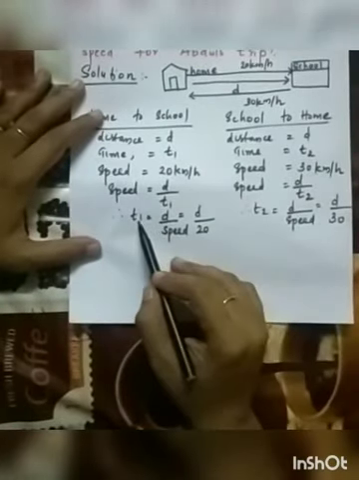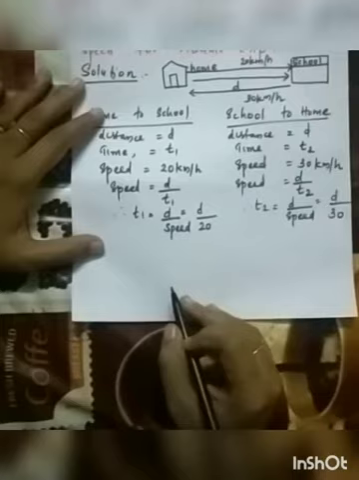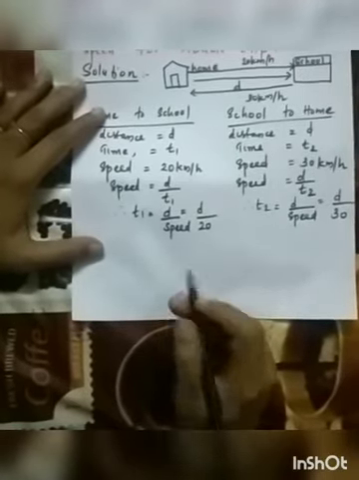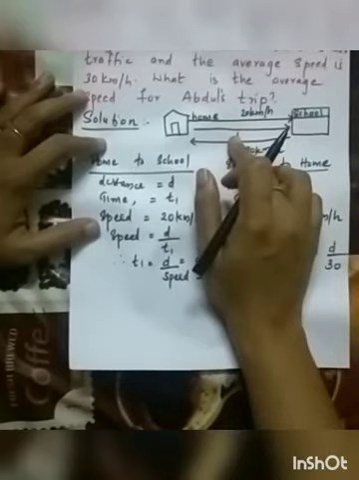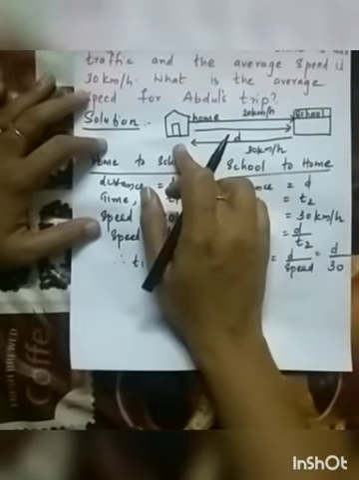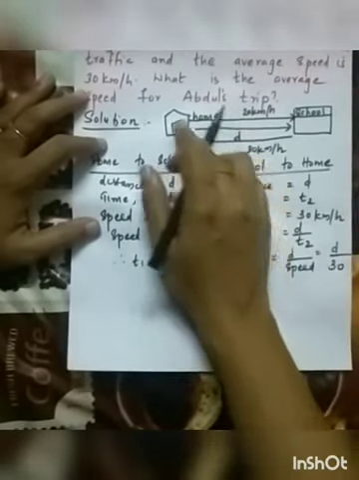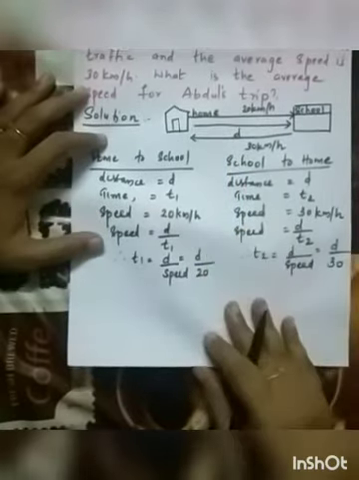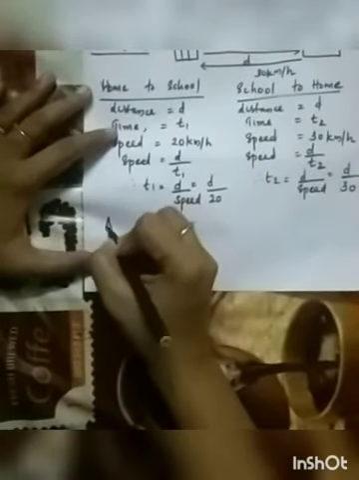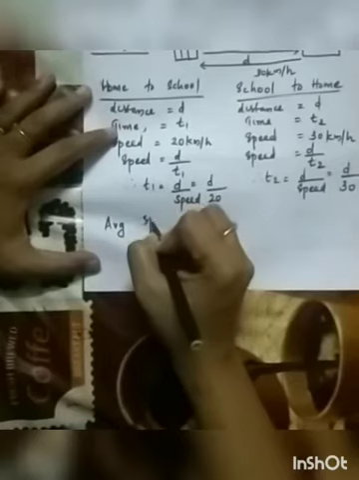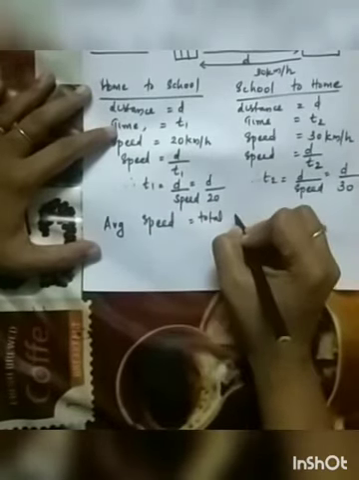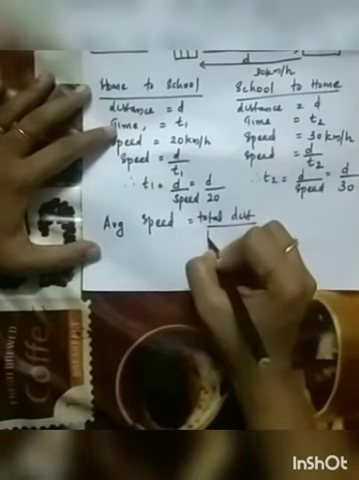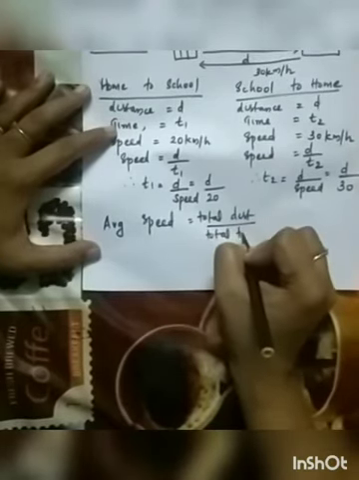Now what will be the total time? Total time taken will be t1 plus t2. What is the total distance in this journey? From home to school he covered a distance of d, and from school to home he covered a distance of d. So the total distance is d plus d, that is 2d. So now we can easily find out average speed. Average speed is total distance by total time.